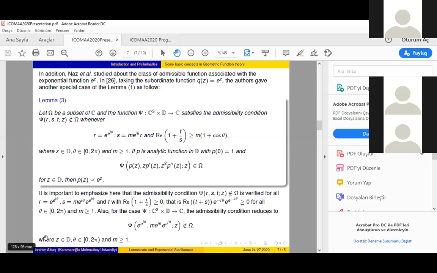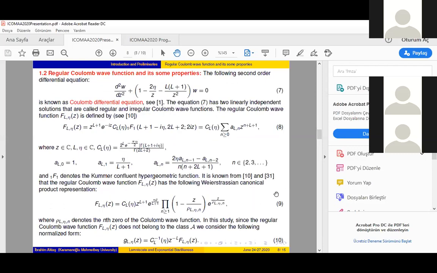It is important to emphasize here that this admissibility condition is verified for all r, s, and other parameters. Also, for the case where the function psi is defined like this, the admissibility condition reduces to this. Now I want to give the definition of the regular Coulomb wave function and some of its properties.